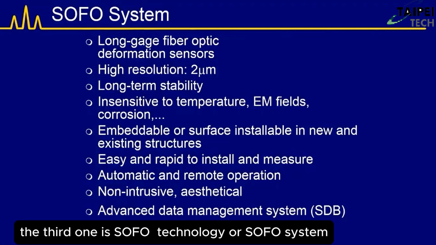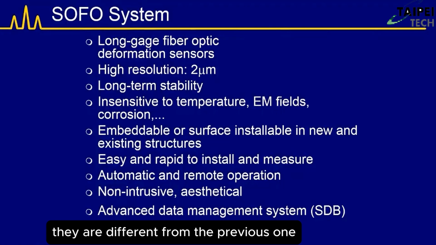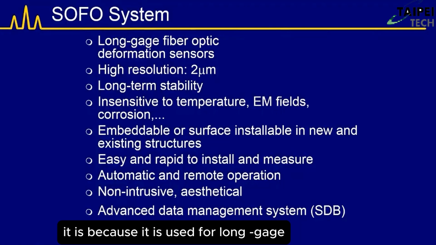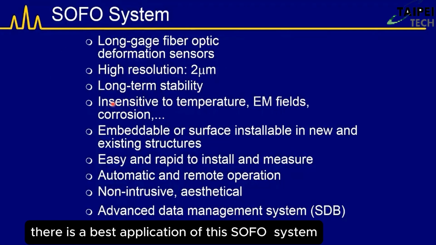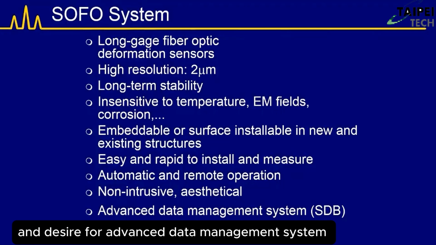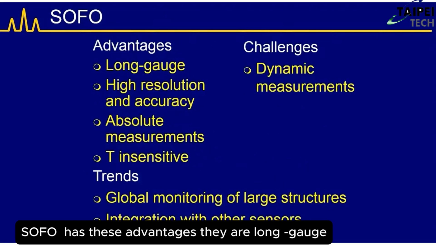The third one is SOFO technology, or the SOFO system. They differ from the previous one because it is used as a long gauge fiber optic deformation sensor, and it is used up to 2 micrometer long-term stability. They are the best application of this SOFO system, and they are used for advanced data management systems. SOFO has these advantages.